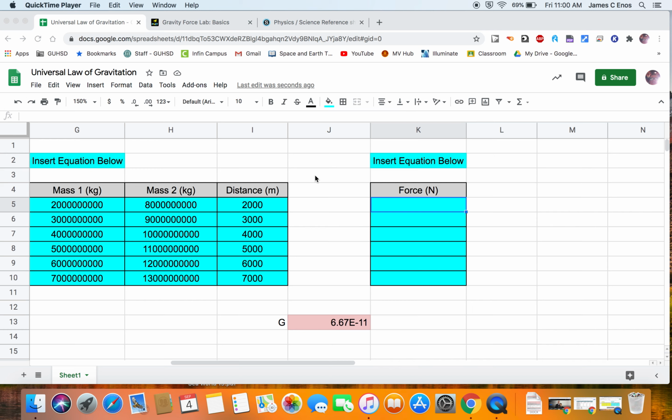After you have inserted your equations to get the mass for mass 1, mass 2, and the distance, you can see the equation shows up here. It shows up here. We're now going to need to get the equation for this force between the two masses at the distance.